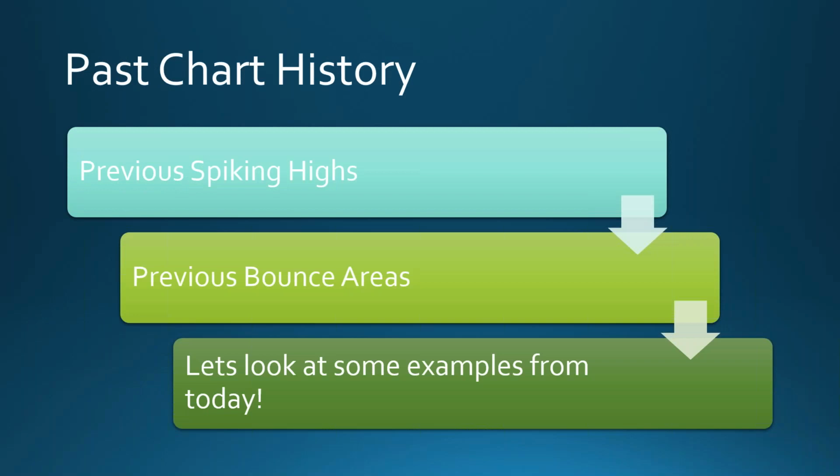What else we can look at for support and resistance, which I think is the best way to look at this, is past chart history patterns, previous spiking highs, and previous bounce areas. The past is going to tell us where all of the best entries are going to be. It's very simple when you actually think about it.